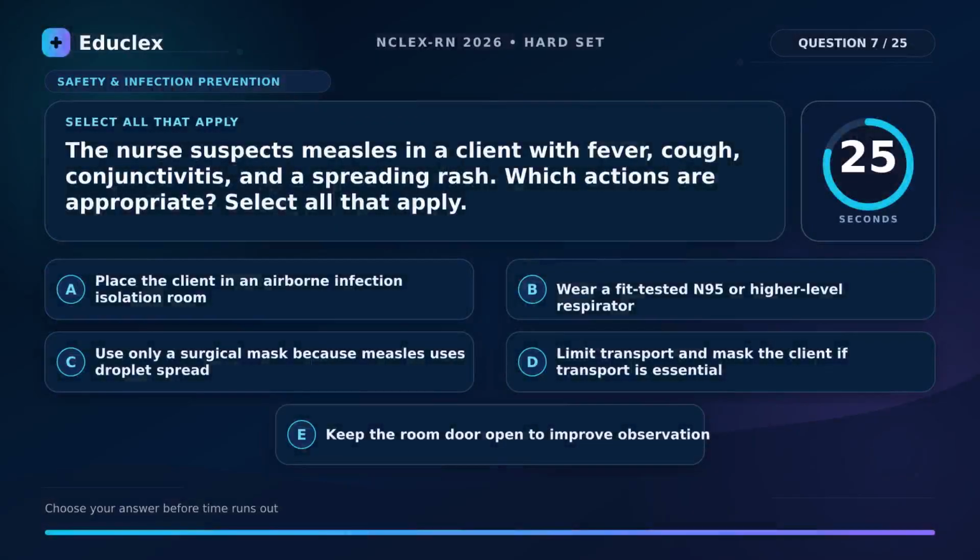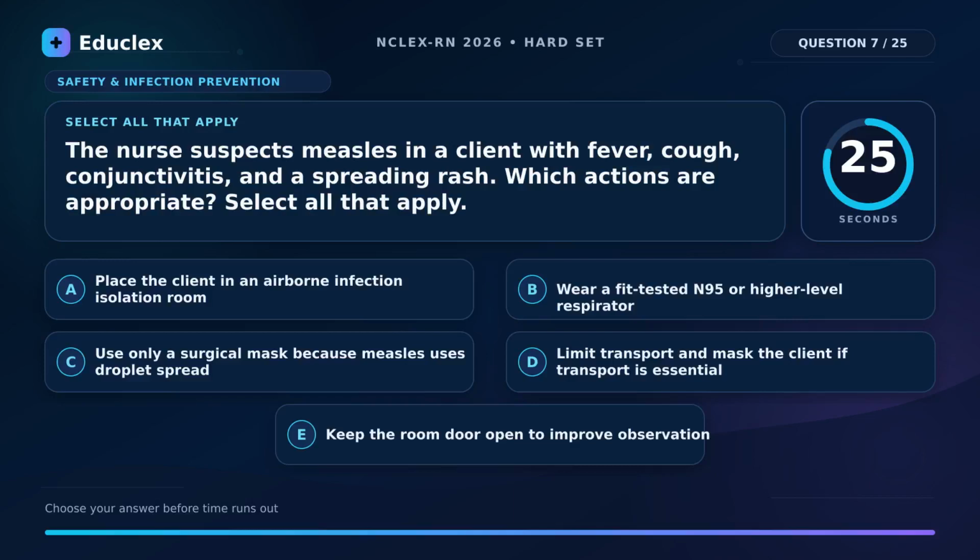Question 7. The nurse suspects measles in a client with fever, cough, conjunctivitis, and a spreading rash. Which actions are appropriate? Select all that apply. Here are the options. Option A. Place the client in an airborne infection isolation room. Option B. Wear a fit-tested N95 or higher-level respirator.